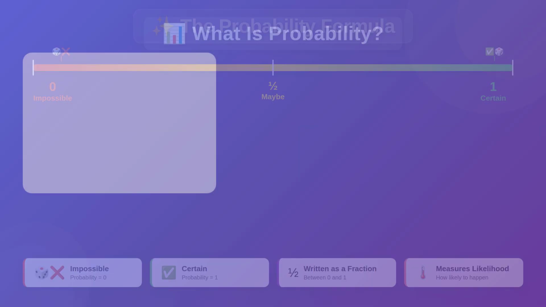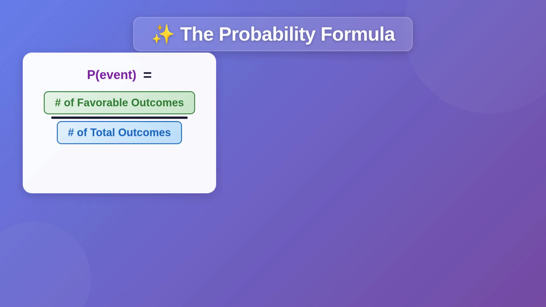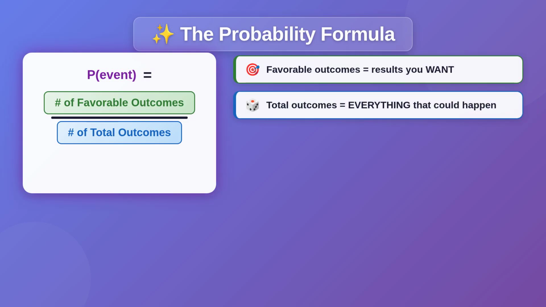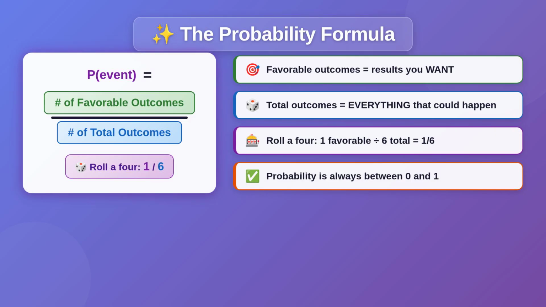Pretty cool, right? Here's the magic formula, and it's simpler than you think. Probability equals the number of favorable outcomes divided by the total number of possible outcomes. Favorable outcomes are the results you're looking for, the ones you want. Total outcomes are every single thing that could possibly happen. So if Maya wants to roll a 4, there's 1 favorable outcome, rolling a 4, and 6 total outcomes, since the die has 6 sides. That gives us 1/6. That's her probability.